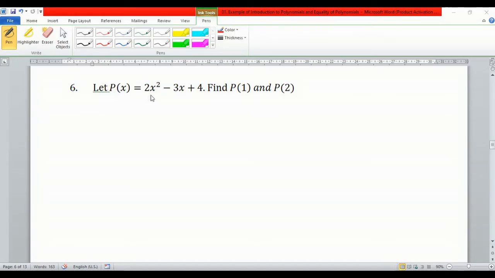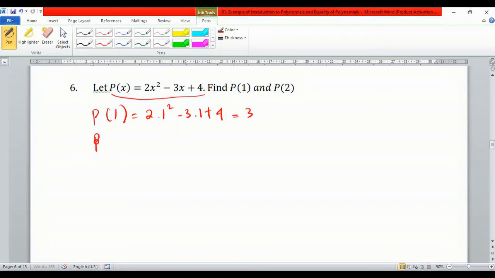Let P(x) equal 2x squared minus 3x plus 4. You need to find P(1) and P(2). So from here, as long as they have P(x) equals some formula, we can say they have a polynomial, right? So from here, you need to substitute the variable with 1, and then it becomes 2 times 1 squared minus 3 times 1 plus 4. So the result is 1 plus 2, which is equal to 3.